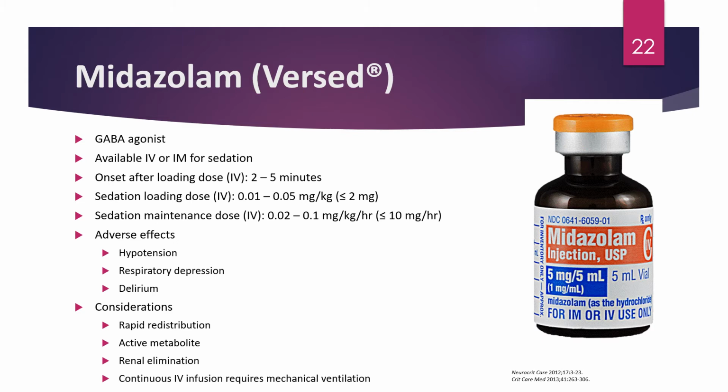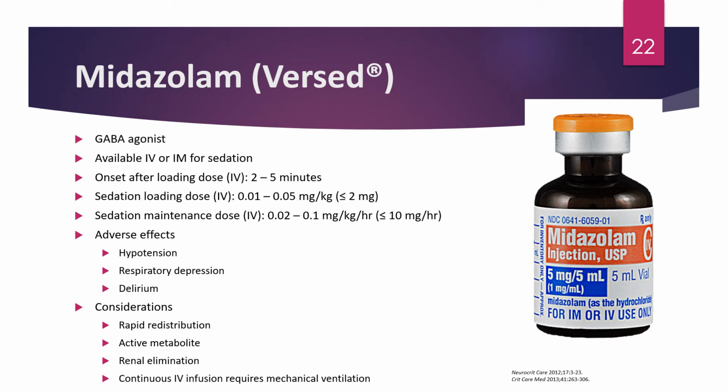Midazolam is the next benzodiazepine that we're going to talk about. It's known as Versed. It's a GABA agonist. It's available IV or IM for sedation purposes. Onset is very quick, 2 to 5 minutes. You can give loading doses or intermittent doses. You can give maintenance doses as well.